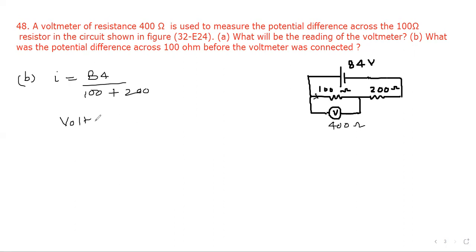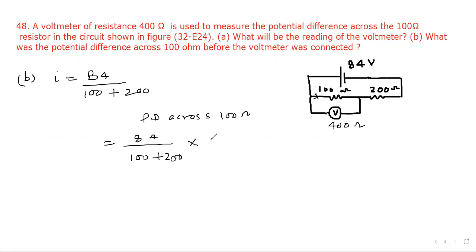So PD across 100 ohm will be equal to current times 100. So current will be 84 upon 100 plus 200 into resistance, which is 100. So if we multiply, we will get it as 28 volt. This is case number 2. And now we consider case number 1.